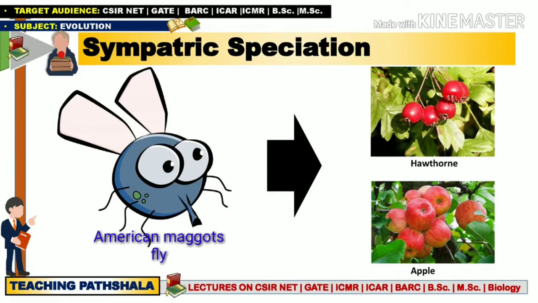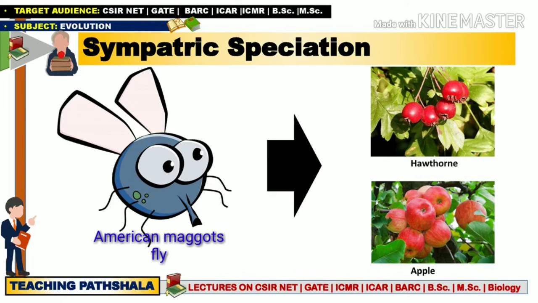So in this way, despite living in the same area, meaning the hawthorn fruit tree and the apple tree are both present in the same geographic range, the species living on both fruits are totally different, because the species which started living and laying their eggs on the apple tree, with time, developed into a new species because their food habit changed.